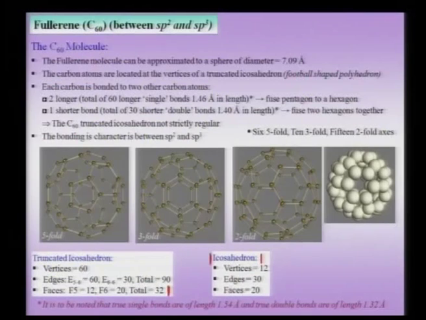Now this Fullerene molecule can be approximated to a sphere of diameter 7.09 angstrom, and why this approximation needs to be done we will see when we actually talk about the Fullerene crystal. So that will become obvious, why and under what circumstances this can be approximated to a sort of a sphere.